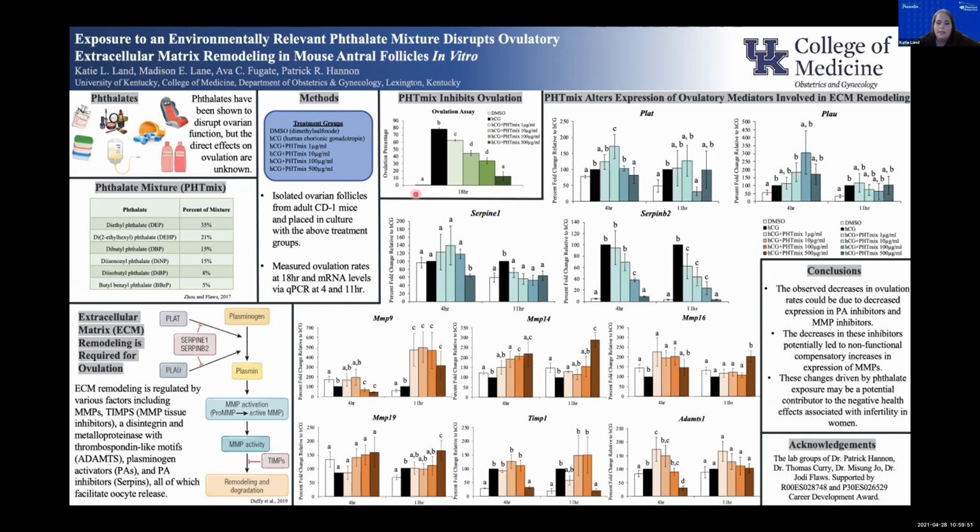see a decrease in our ovulation rates and decreases in ADAM-TS1 levels, which is a crucial proteinase in ovulation also. And so collectively, exposure to the phthalate mix leads to alterations in key ECM remodeling genes, likely resulting in dysregulation of remodeling during ovulation, which is potentially leading to inhibition of ovulation.